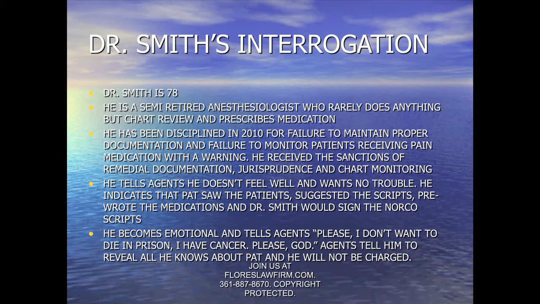And he becomes very emotional. Often you see people in a panic state, and he tells agents, please, I don't want to die in prison. I have cancer. Please, God. Agents tell him to reveal all he knows about Pat and he will not be charged. And the police and agents can lie. We're not after you. You're not a target. And then in their mind, bubble, bubble, bubble, circle, not yet. Okay? But you might be.